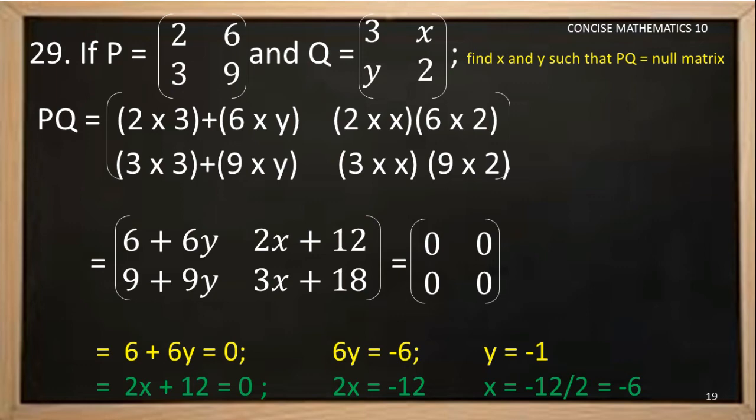Similarly, the second element 2x plus 12 is equal to 0 and value of x will be equal to minus 6. The new concept is that is null matrix. Null matrix means all the elements of the given matrix, the value will be equal to 0.